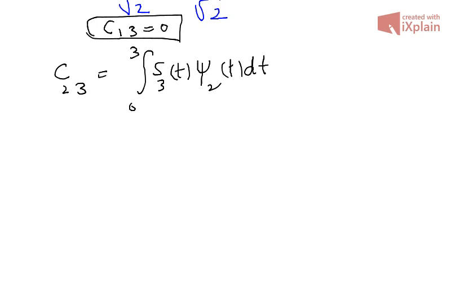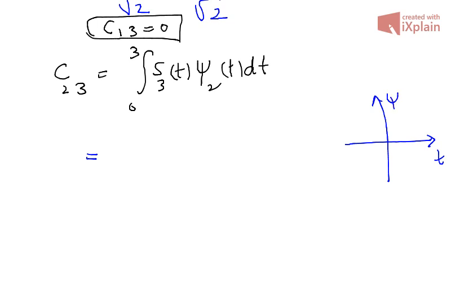Signal is from 0 to 3. Now if we observe psi2 of t, we did not draw psi2 of t, and we can draw it. It is the same as s2 scaled by 1 over under root 2. So if you draw your psi 2 of t, it would look like this.